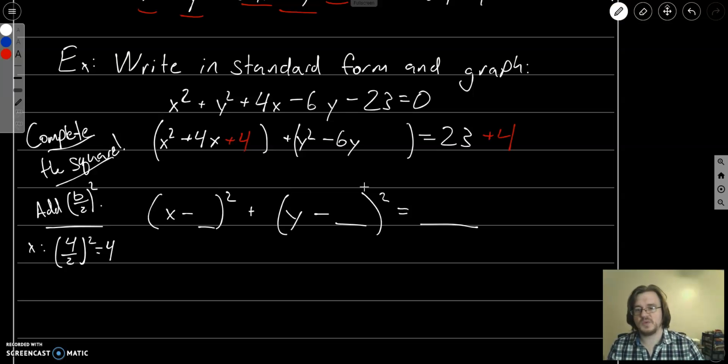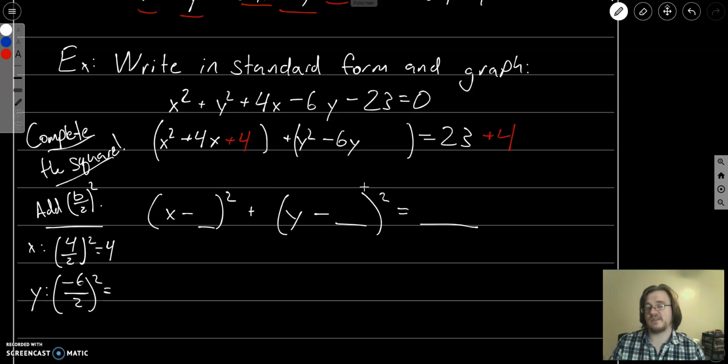Next, we've got this y term over here. So the number multiplying the y is negative 6. So I want to take negative 6 divided by 2 and square it. Well, negative 6 divided by 2 is negative 3. Negative 3 times negative 3 is 9. So I'm going to add 9. Maybe I can do this in blue.